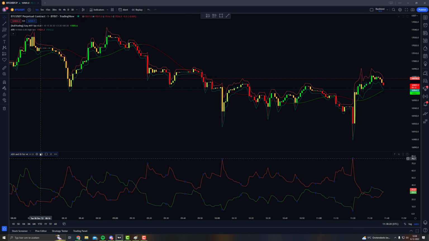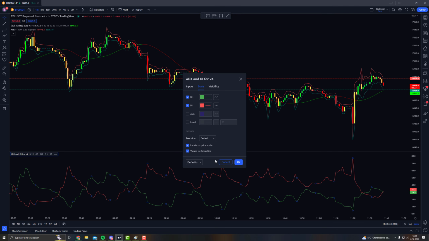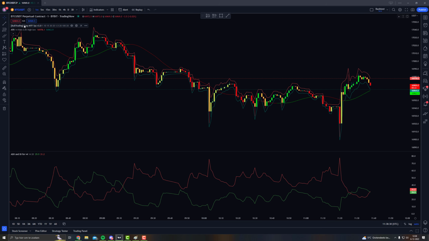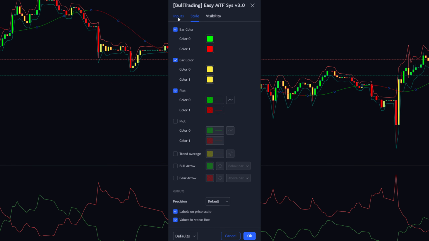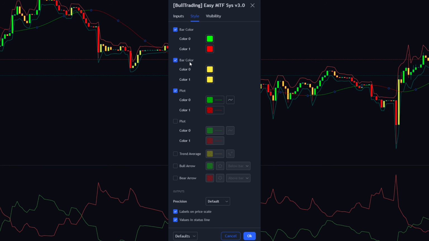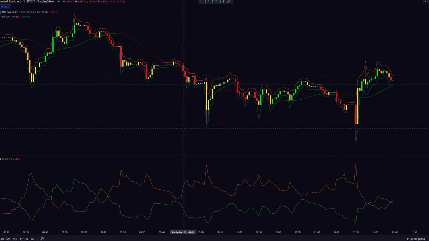If you go to the settings on the bottom of the ADX, I turn off the ADX and the level, just to make it clear we only need the red and the green lines. For the bull trading indicator, input everything is default. For the style, I'll change the bar color to yellow, because you have to wait until the yellow switches to a green or a red candle. And on the bottom everything is turned off, because we don't really need that. Also not the arrows, the bear and bullish arrows. We are not going to use that for the strategy.